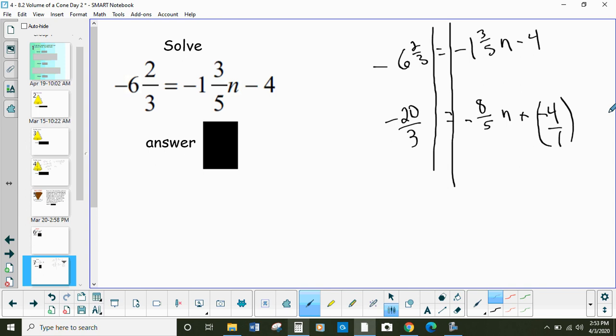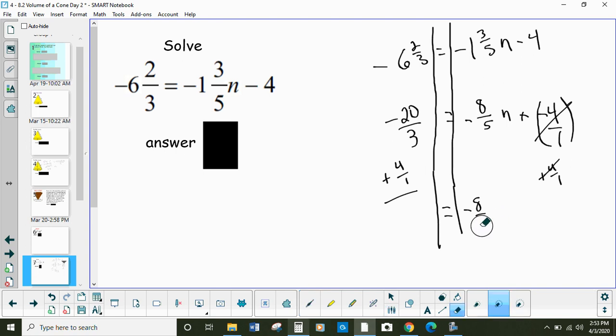Now that everything's a fraction, we can go ahead and isolate the variable. I see I have a negative 4 over here, so I'm going to add 4 to both sides, but I'm dealing with a fraction, so I'll think of it as 4 over 1 or a fraction. That will get rid of this. My goal is to get rid of everything that's on the same side as the variable.